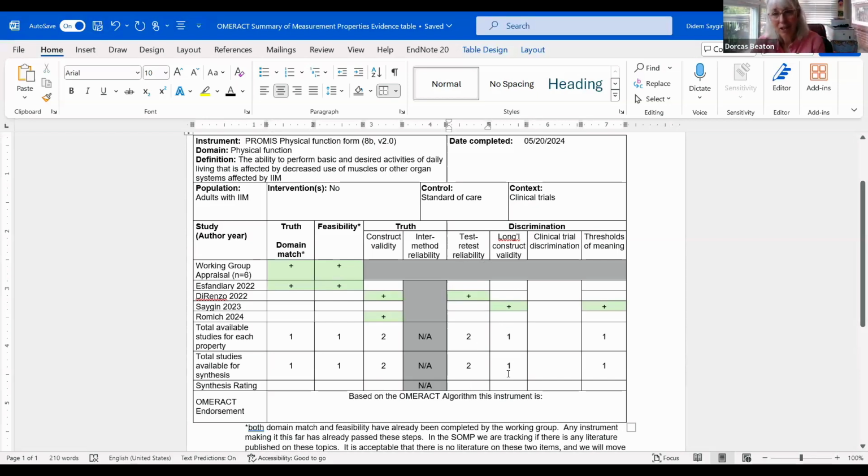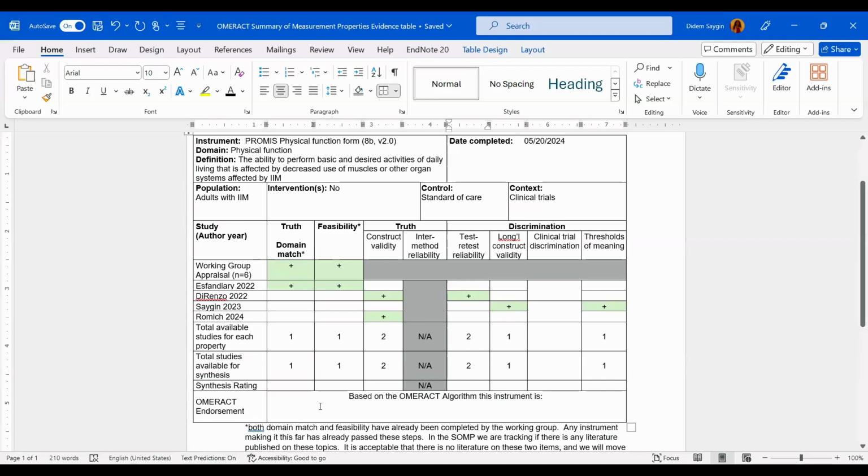Amber still means go ahead. It just means that we'll be watching for more evidence to be able to move that to the green, but still good. So you could do the synthesis ratings for your other measurement properties, and as your clinical trial comes in, then you'll be able to do your final recommendation.